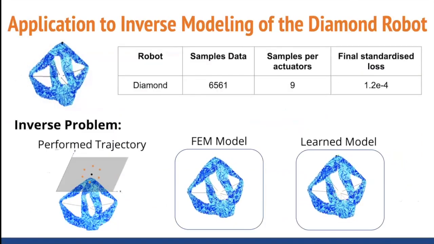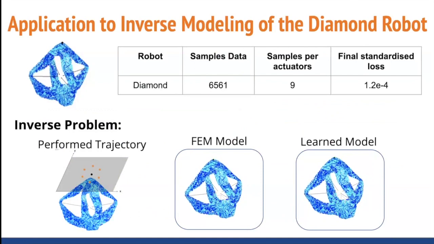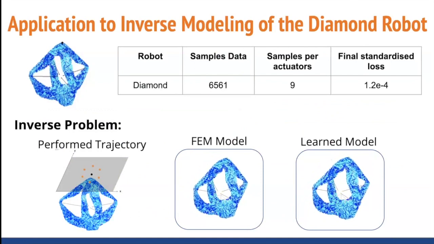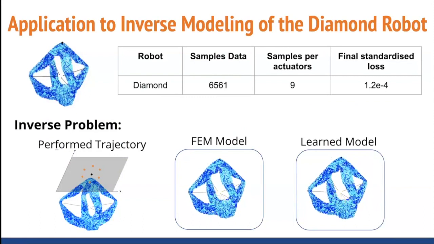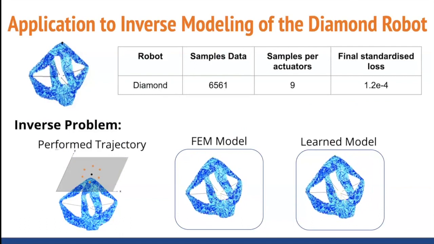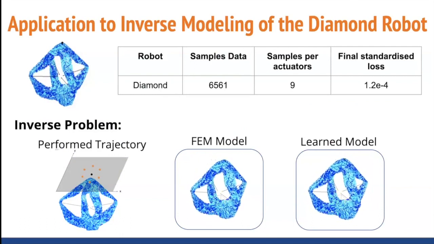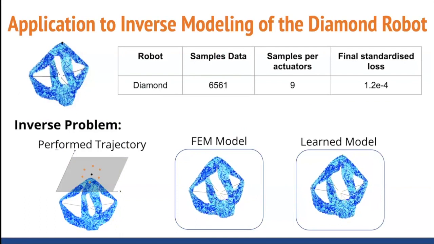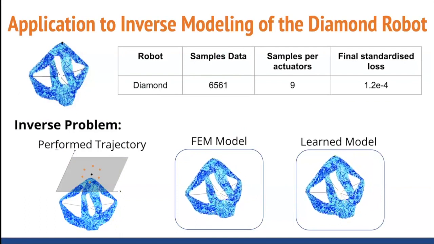We now show an application of the learned condensed FEM model to the inverse control of the diamond robot. For the training set, the actuation space is decomposed into a grid of 9 points per actuator, which leads to 6,561 training samples. Using the inverse problem previously introduced, we evaluate the inverse control of the diamond on a circular trajectory on its tip. The results obtained with both the FEM model and the learned model are comparable in terms of positioning.